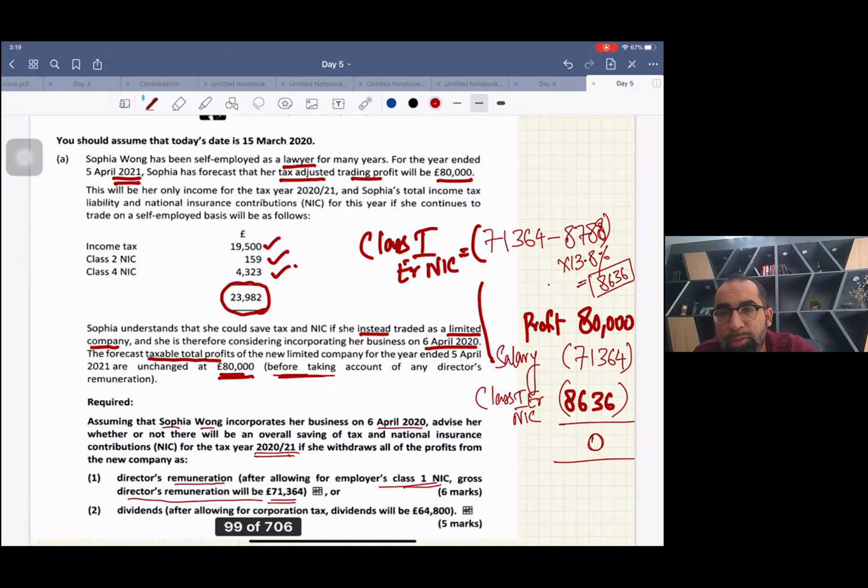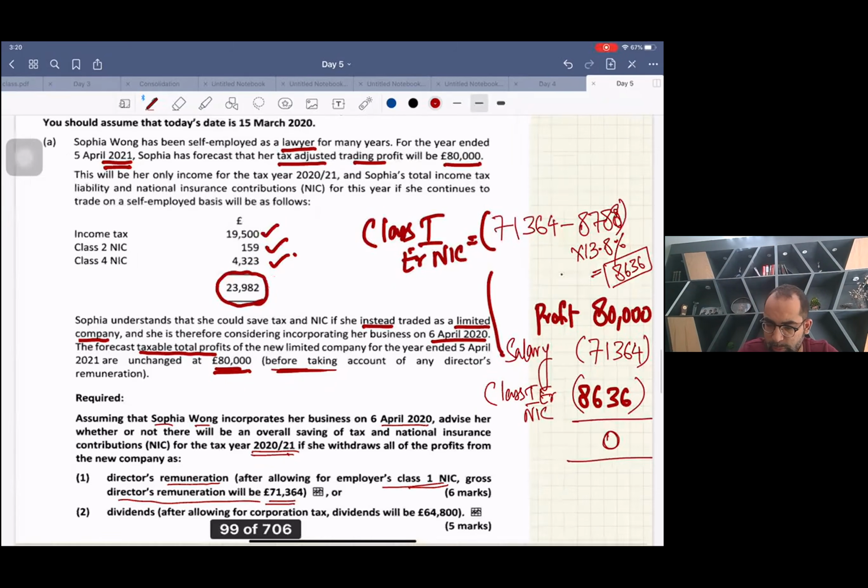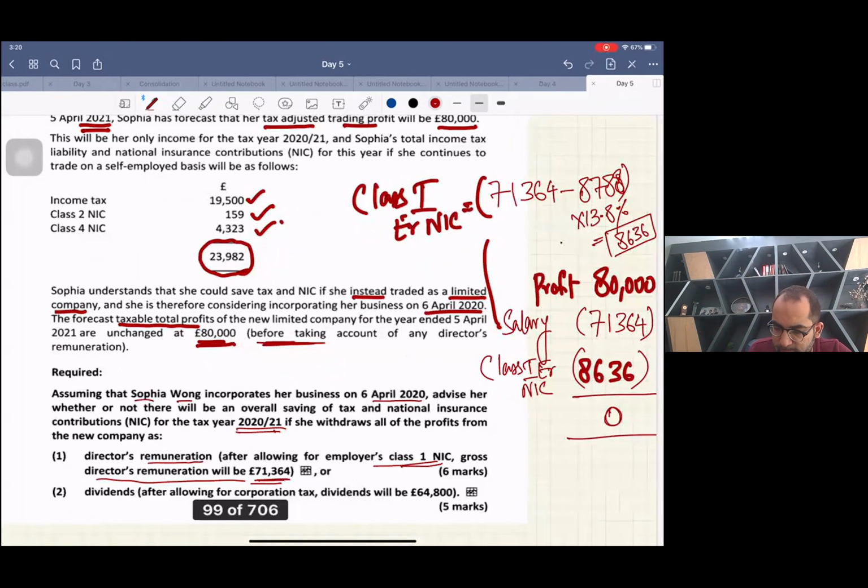Just for your verification, I have taught you this. This is not needed in the exam. Okay. So my dear student, in this case, I have just calculated class 1 employer NIC as a balancing figure. So the first case is she has incorporated the company, and she is withdrawing profits in the form of salary. And what is the salary in this question? The salary is 71,364. Don't forget, 71,364 is the salary.